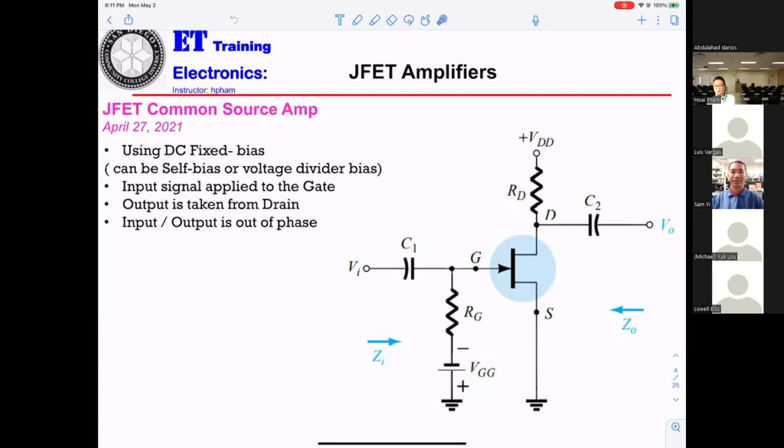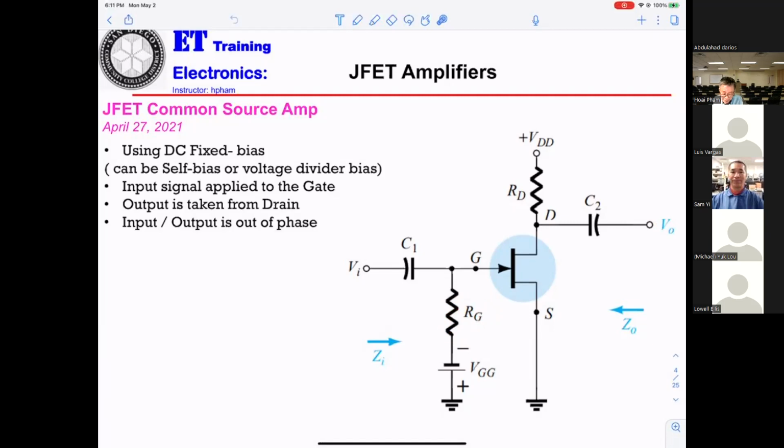If you're looking into that one, can you tell me what the input resistance is for this common source amplifier? If you're looking from the input into the amplifier, what do you see? You will see that one, RG, in the DC bias. I already talked to you about that. Okay.